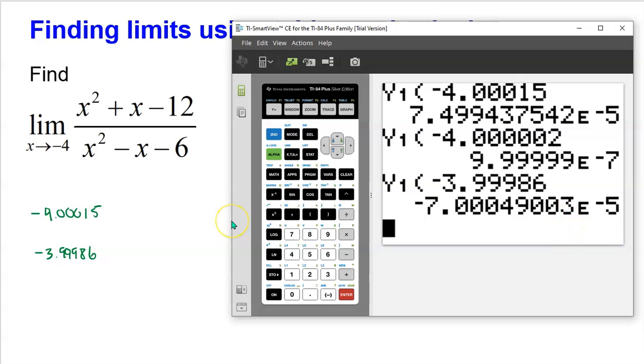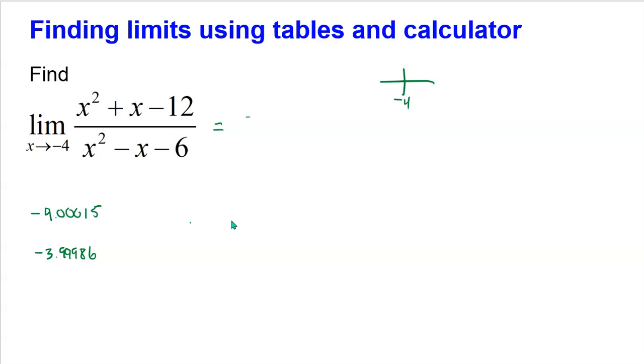So be very careful when you see that e to the negative. That means you're going to move the decimal to the left, which creates a number very, very small and close to zero. So it appears my limit for this problem is getting really, really close to zero.